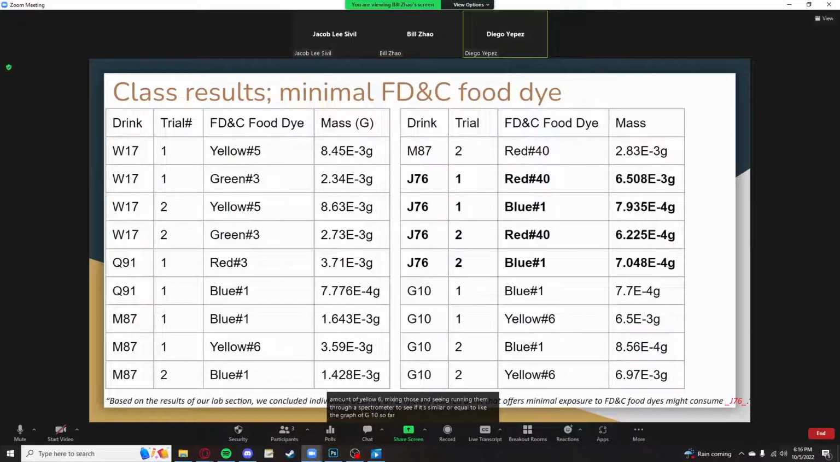For our class results, this is what we got from other people, and we saw that the mystery drink with the least amount of overall food dye in it was J76. We did this by adding up the values of each trial for each drink, and the one with the lowest average ended up being J76.